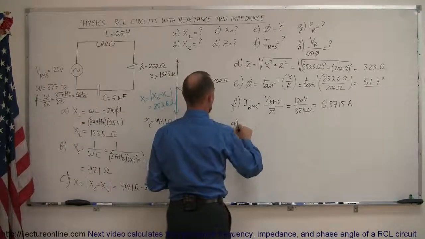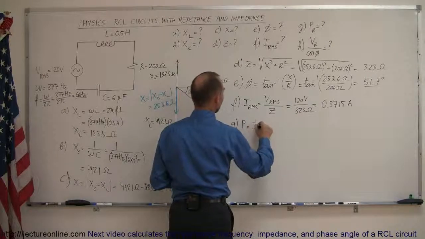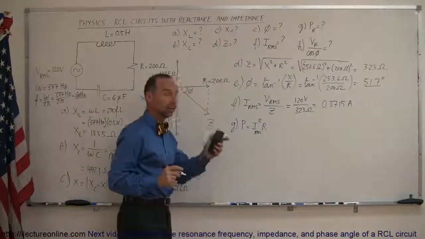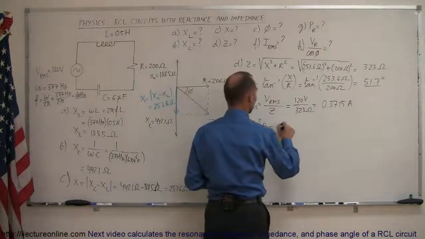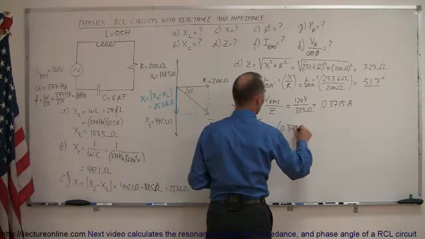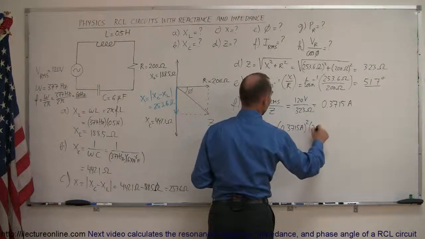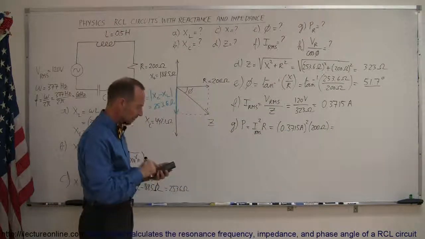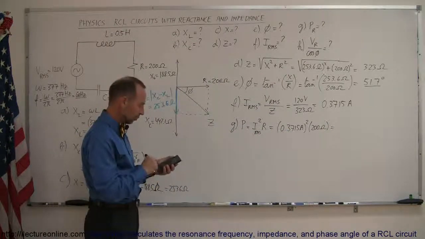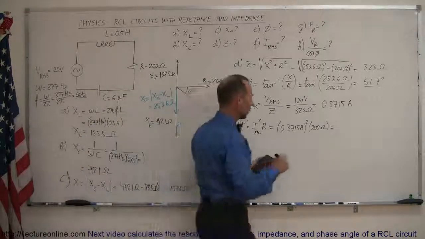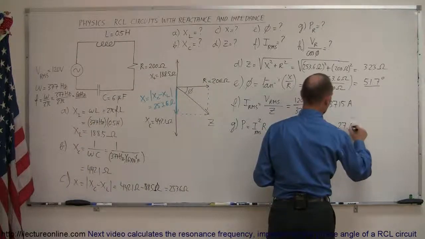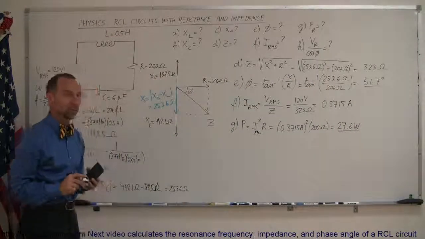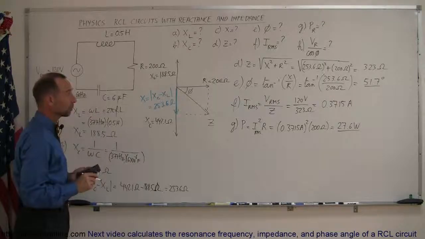So the power consumed is equal to I squared R, and of course in this case it will be IRMS squared times R, the I that we just found. So this is equal to 0.3715 amps. We square that and we multiply times the resistance of 200 ohms. So we square that amount, and then we multiply that times 200, and we get a power consumption of 27.6 watts. All right, that's a hefty consumption for a resistor. Do not touch that after a while because that resistor will get pretty hot.